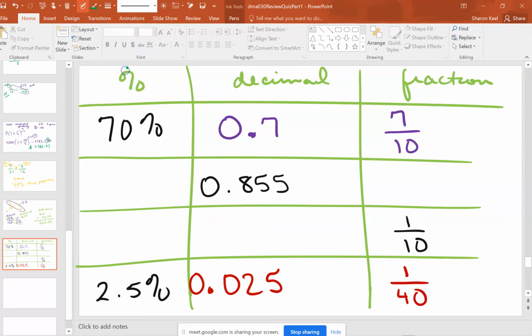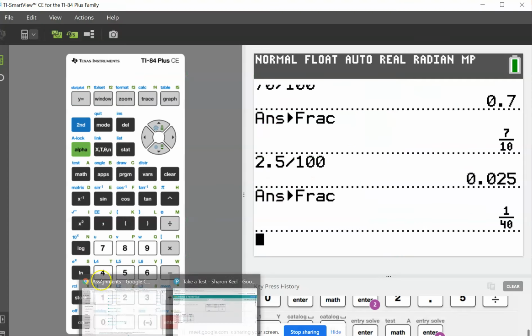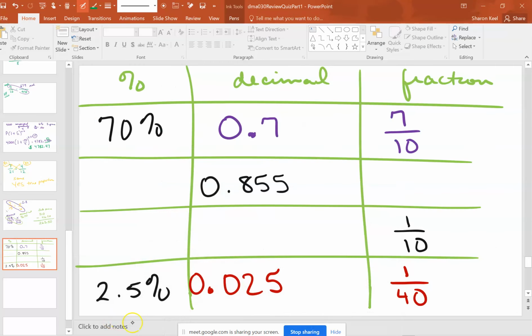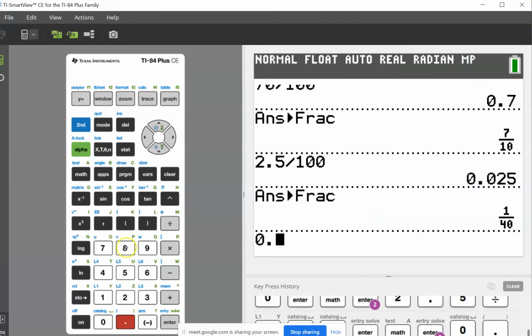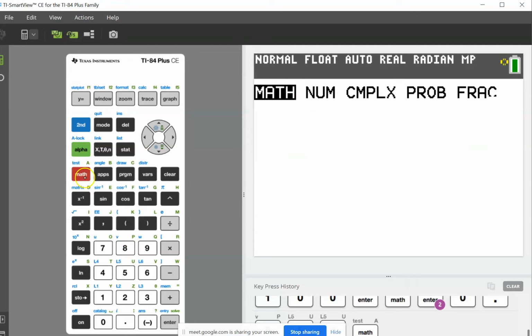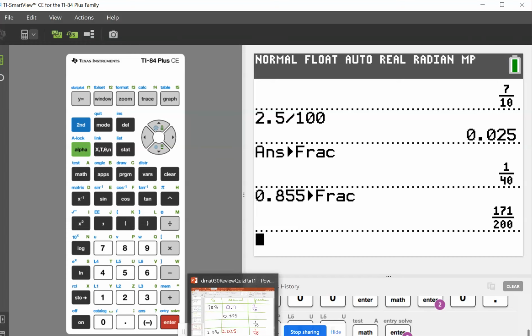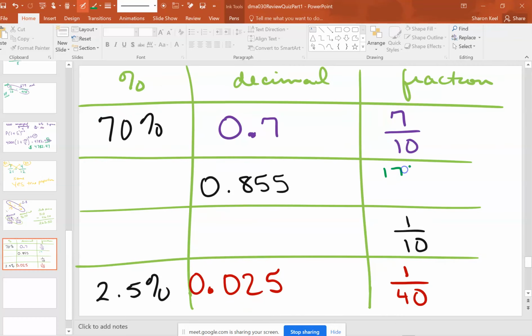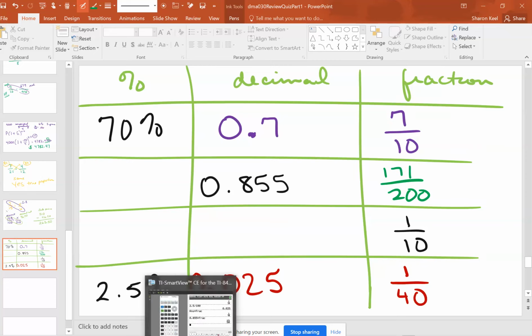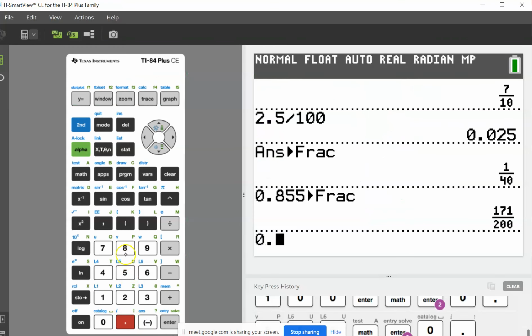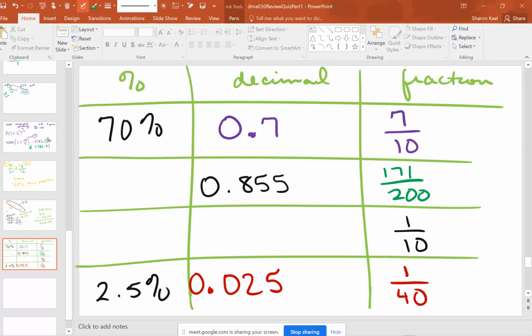When I go from the 0.855, I can just type that in, 0.855. If I do math and enter twice, that's going to give me my fraction, 171/200. To go the other direction, I'm going to multiply by 100. So if I do 0.855, move my decimal to the right two places, that's going to give me 85.5%.